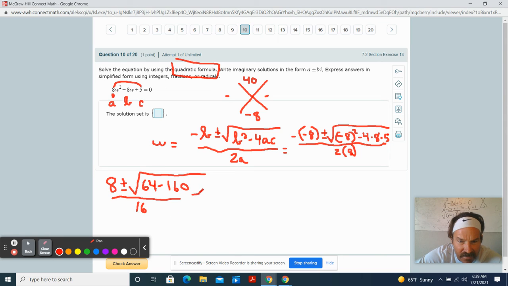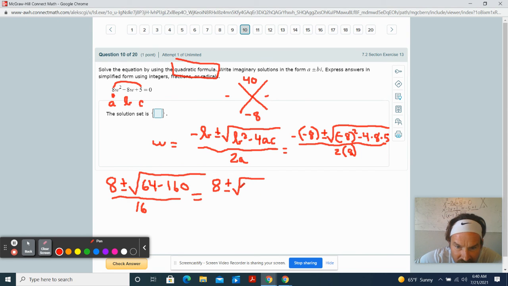Now you might feel the need to start simplifying, like this 8 and this 16 right here, but you can't do that. Stop yourself from doing that, because this plus or minus means that this is attached to this 8. So you can't cancel that 8 and 16. There might be a time that we could cancel the 8 and the 16, but that might be later on. Now notice what we have inside. We have 64 minus 160. 64 minus 160 is a negative number. It's negative 96.